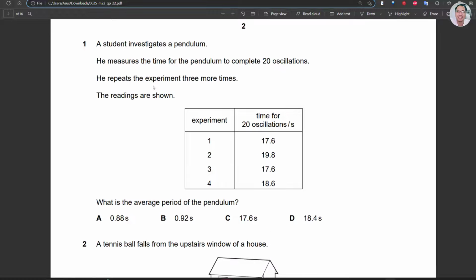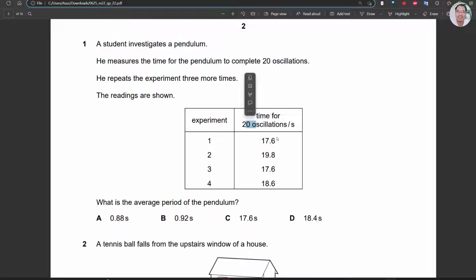A student investigated a pendulum. He measured the time for the pendulum to complete 20 oscillations. He repeats the experiment 3 more times. The readings are shown. What's the average period of the pendulum? Okay, 1 second.